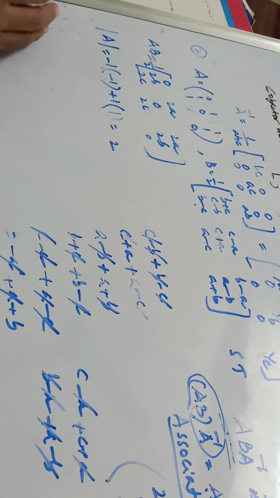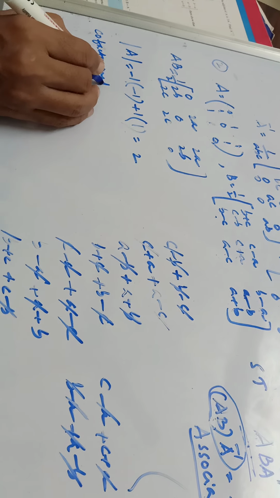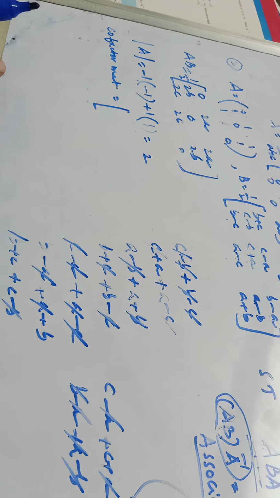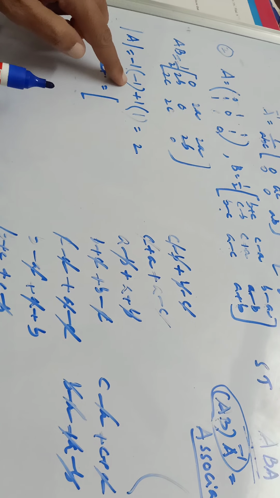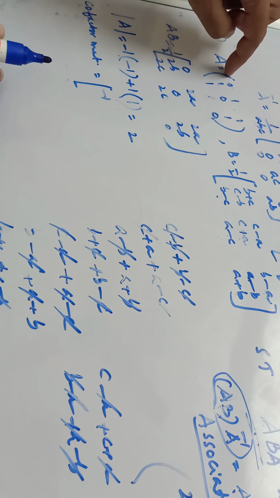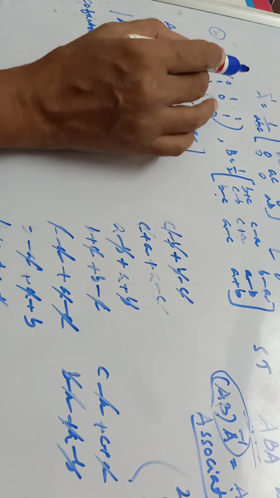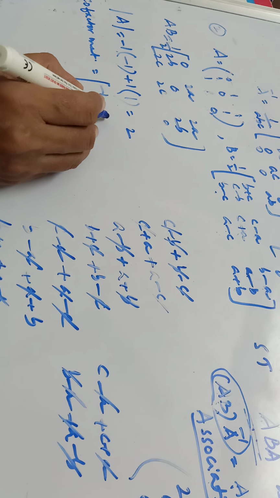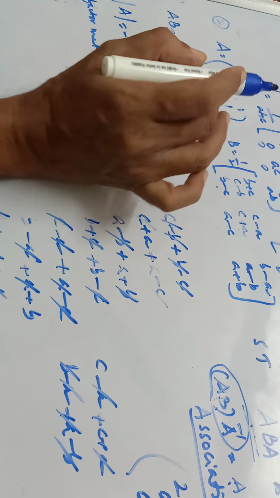Now you find adjoint A. To find adjoint A, first you find cofactor matrix of A. What is cofactor of 0? Minus 1. What is cofactor of 1? What is cofactor of this one, this column? Minus 1. Change its sign so it will become 1. What is cofactor of 1? It is 1 only.